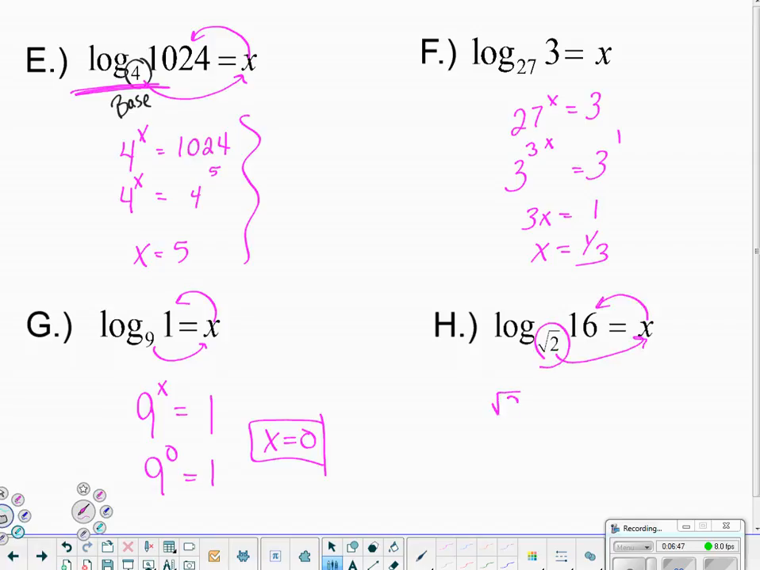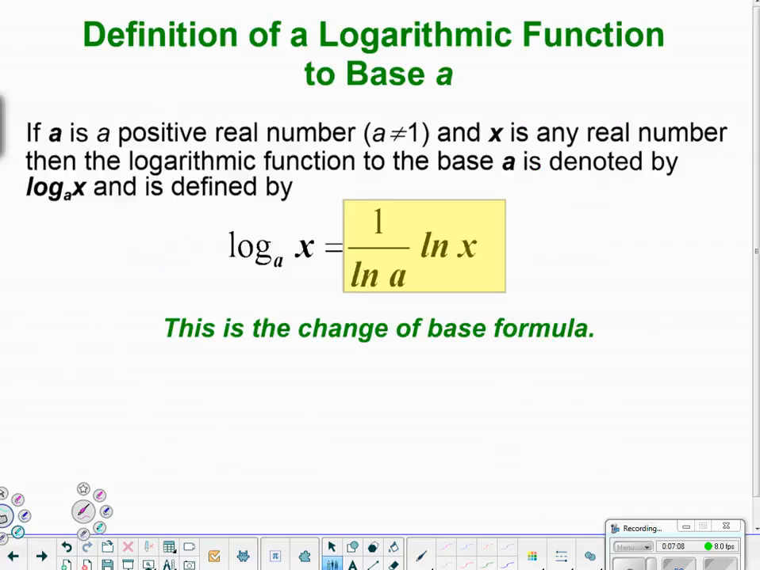Square root of 2 raised to the x equals 16. 16 is a 2 to the 4th, isn't it? 2 to the 1/2, because the square root, multiplied by x. Compare our exponents for the equality statement, and x would equal 8. That's a quick review, you guys.